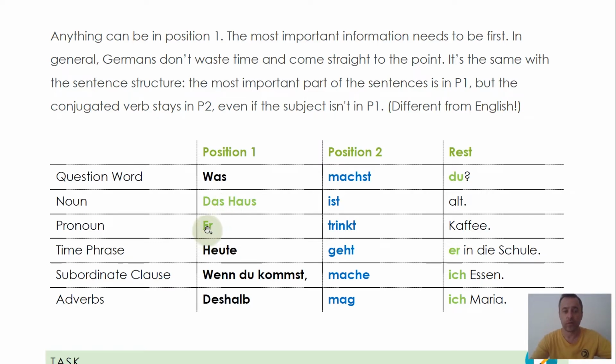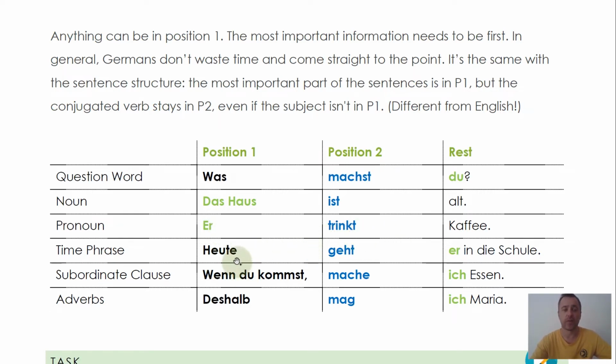We can also put a pronoun there. Er trinkt Kaffee. If we can put a noun in position 1, we can obviously put a pronoun there, because remember, pronouns replace nouns. It's just replacement in order to avoid repetition. I also have a whole playlist about German pronouns that I will link for you in the info cards too, so check it out if you're still not sure there.